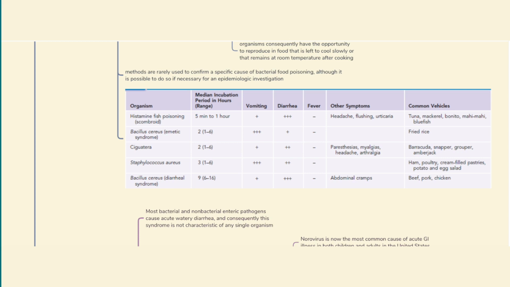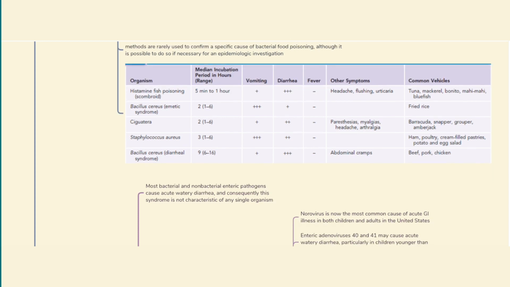We have Bacillus cereus, that's the emetic syndrome, which means that it's because of the enterotoxin that's produced, the staphylococcal enterotoxin. The median incubation period is 2 hours, but it can be from 1 to 6 hours, and the most prominent symptom is vomiting. The common vehicle is fried rice because it needs a starchy medium to reproduce.